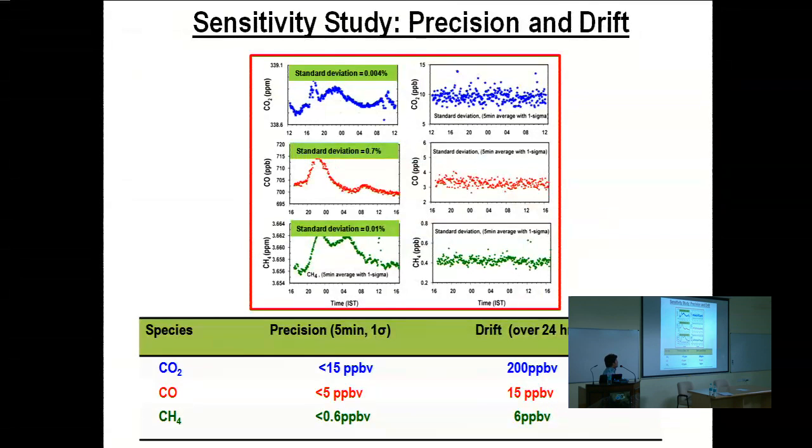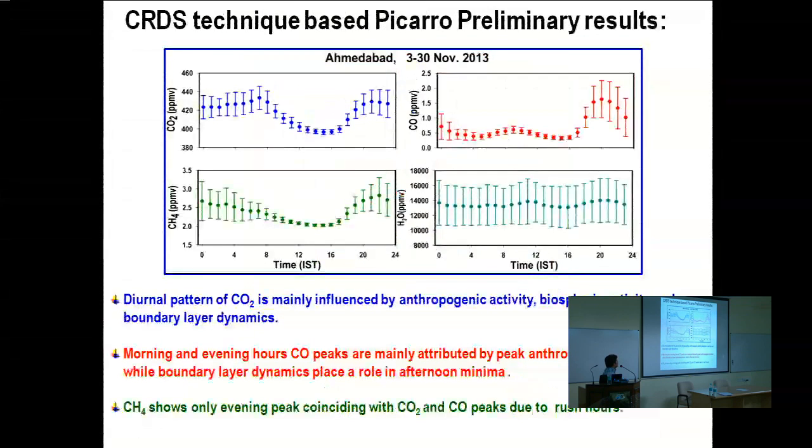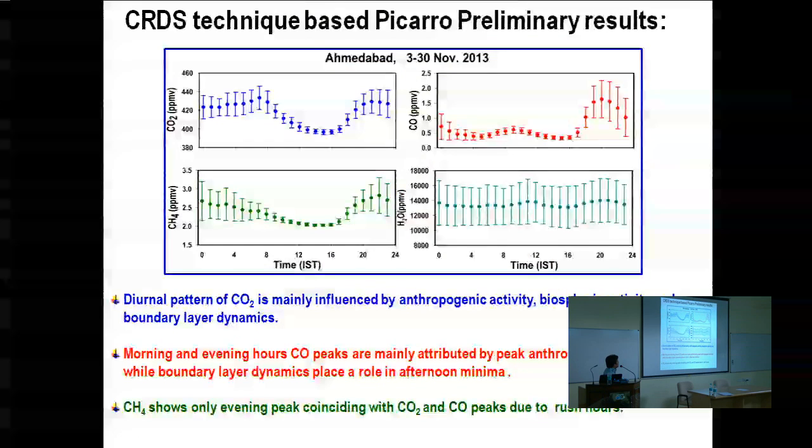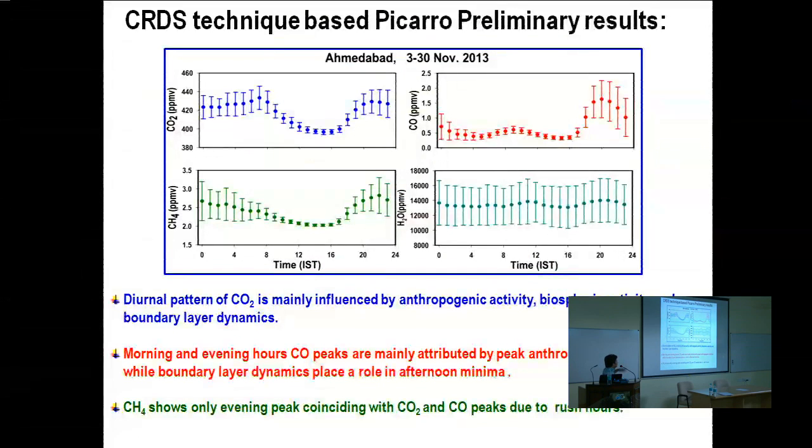And this technique needs calibration every 15 days instead of every 2 hours as in the NDIR technique. The precision of CO2 is within 15 ppb, CO is 5 ppb, and CH4 is 0.6 ppb. So this is the advantage. And these are some results for the month of November over Ahmedabad: CO2, CH4, CO. I will not go into the details of these variations.